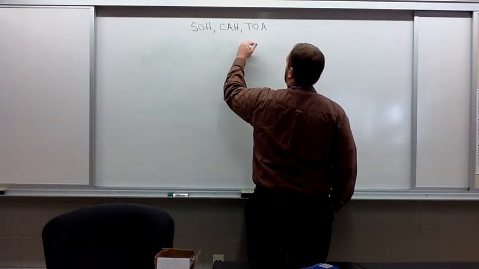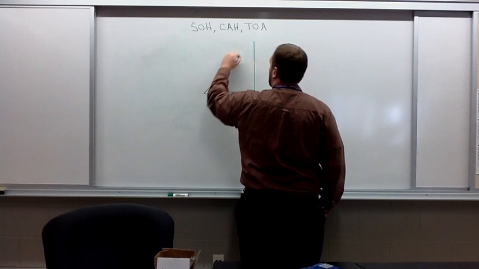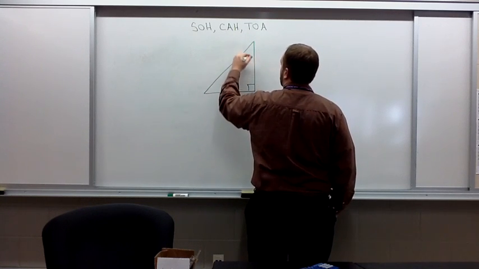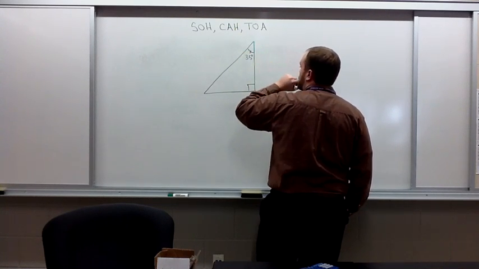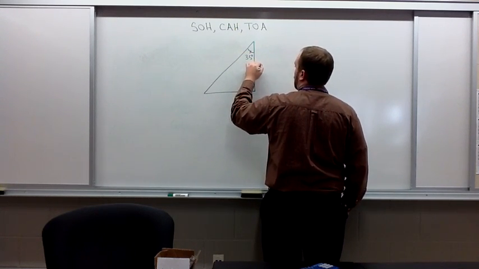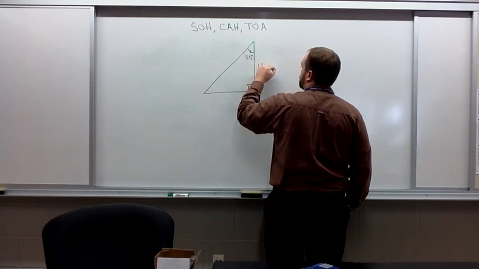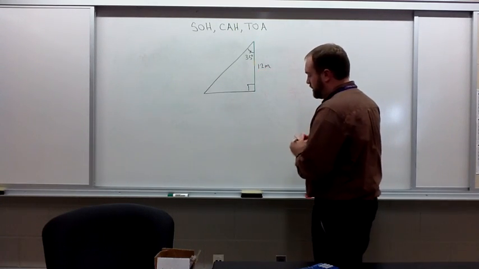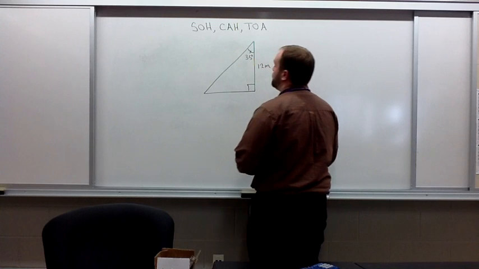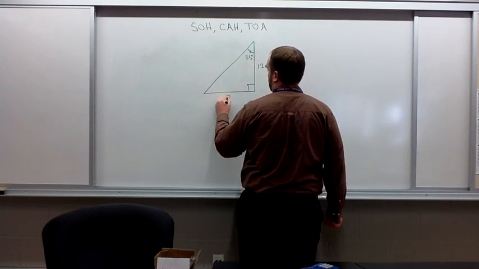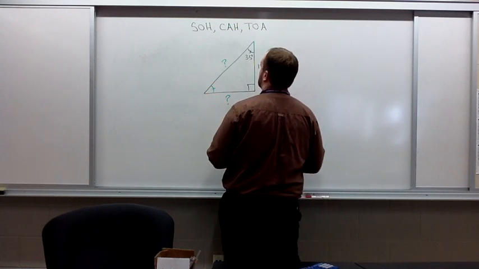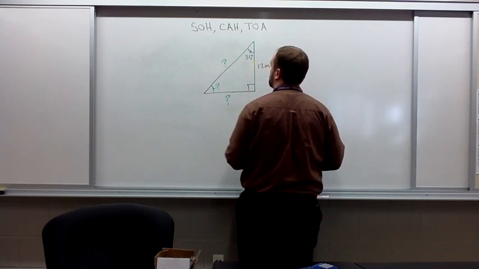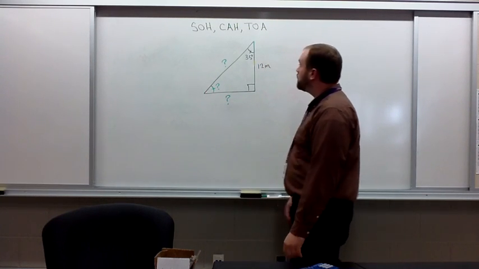Okay, so here's another triangle. That side's going to be 90 degrees. This side we're going to say is 35 degrees for that angle. And we'll say that this side is 12 meters. Okay, based on this, I want you to find, using SOHCAHTOA, the length of this side, the length of this side, and what that angle is. Think you can do it? I hope so.